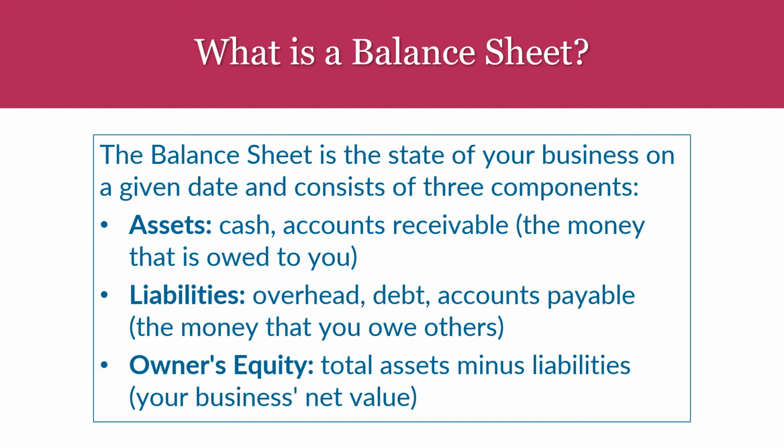Now that we've learned about the P&L statement, let's talk about balance sheets. Where the P&L was showing the performance of the business over a period of time, such as a year, quarter, or month, the balance sheet just focuses on the state of your business on a given date. The balance sheet has three components: assets, that's your cash, accounts receivable, any money that's owed to you; liabilities, that's your overhead, debt, accounts payable, any money that you owe others; and owner's equity, your total assets minus your liabilities, or your net value. The balance sheet lets you know how healthy your business is since it shows you a picture of revenue, debt, and how much money you're taking out of the business.